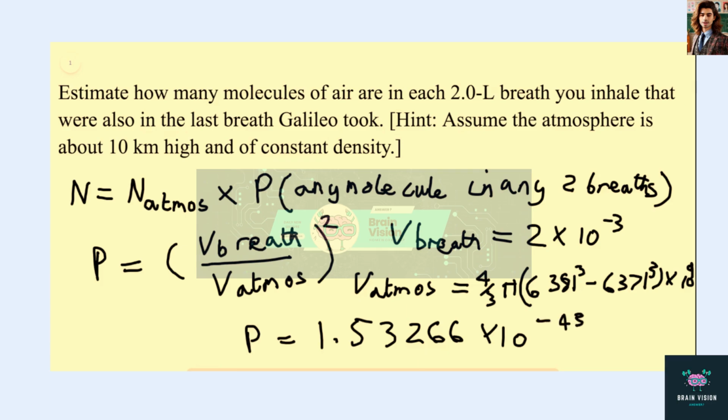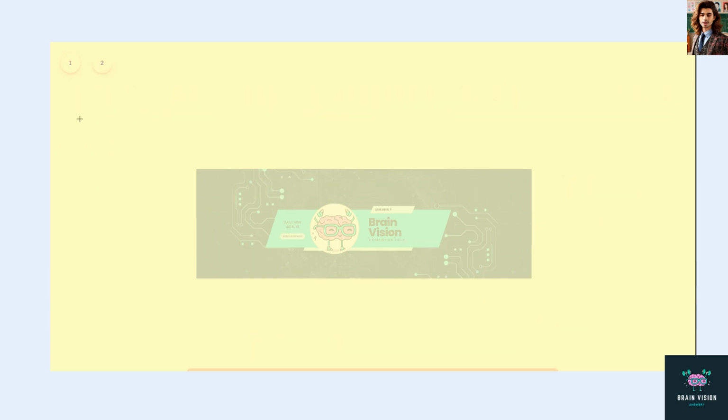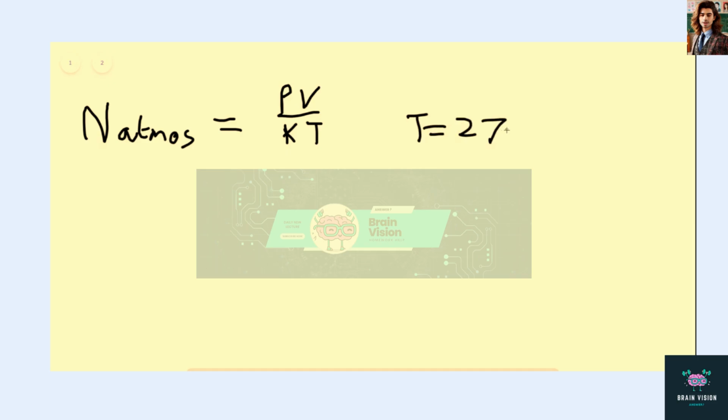Now, moving on to a new page to calculate the number of molecules in the atmosphere. N atmos is equal to PV over kT. We're going to assume standard temperature and pressure because we haven't been told otherwise in the question, so it would make sense to do so here. So T is equal to 273 K, P is equal to 1.013 times 10 to the 5 pascals.